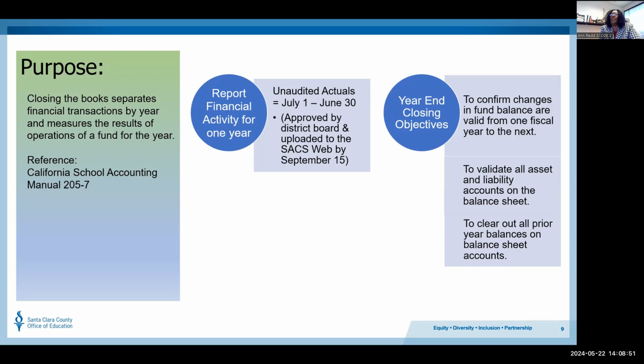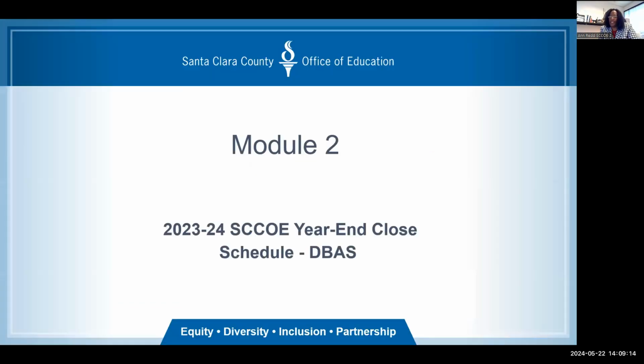So the year-end closing objectives, again, are to confirm that changes in fund balance are valid from one fiscal year to the next. We want to make sure to validate all asset and liability accounts on the balance sheet and clear out all prior year balances on balance sheet accounts. Next slide.